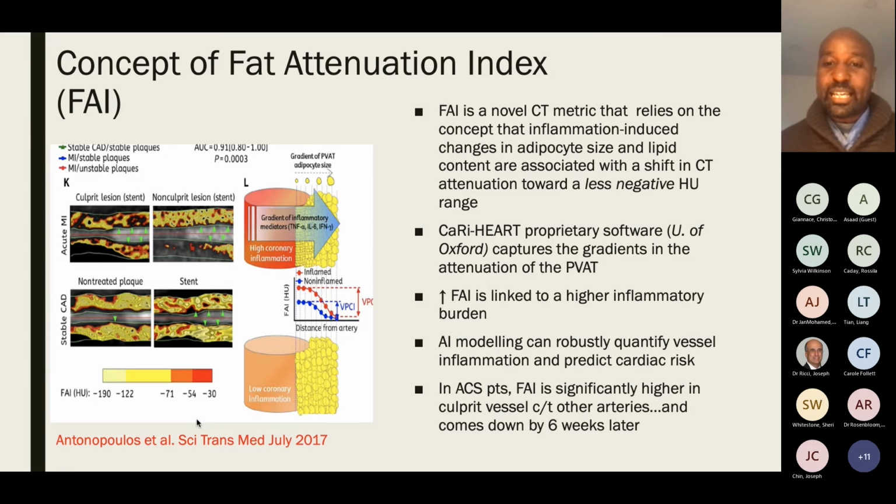And studies have shown that in ACS patients, the fat attenuation index is significantly higher in the culprit vessels compared to other arteries, and tends to come down weeks later. And also in this diagram, you can see that the yellow there is that perivascular fat. Basically, what you're doing is sampling concentric circles a millimeter out at a time to look at that gradient in attenuation. As you go farther from the vessel wall, your attenuation will come down. The adipocytes will go from smaller to bigger. The lipid content will go from less to more.